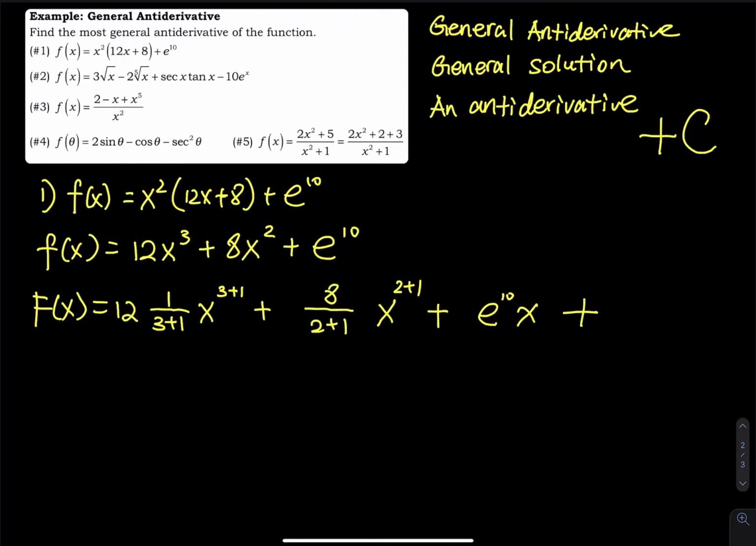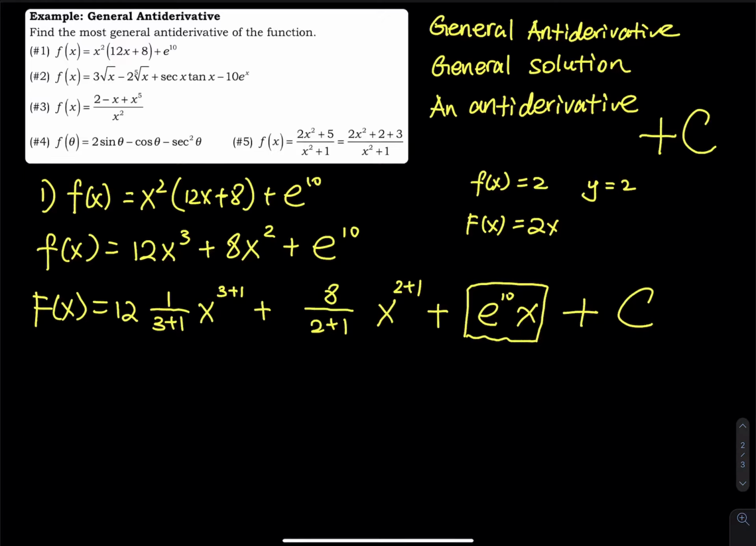If you are still confused about this, let's say I have f of x equals 2, or just y equals 2. What is the antiderivative? The antiderivative is f of x equals 2x, right? You just add an x right next to the constant, because when you take the derivative of 2x, you get the 2 back. When you take the derivative of this, you get the e to the 10 back. All right, and then you clean up the coefficient.